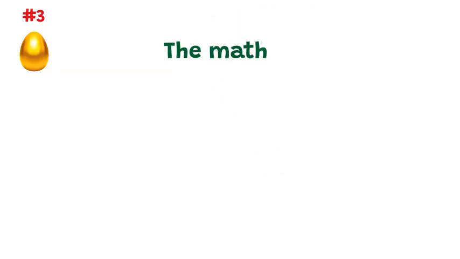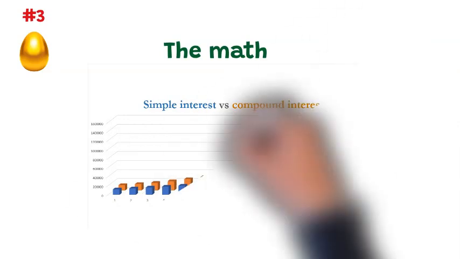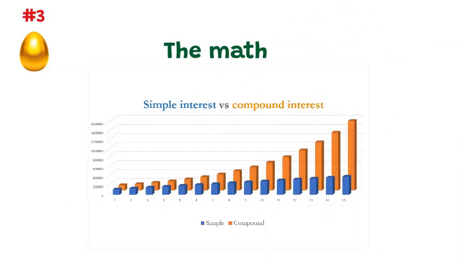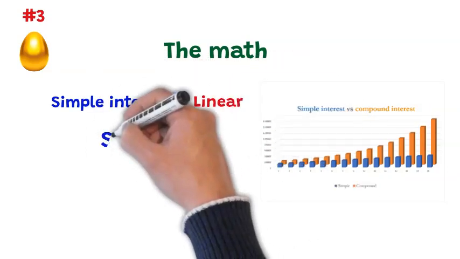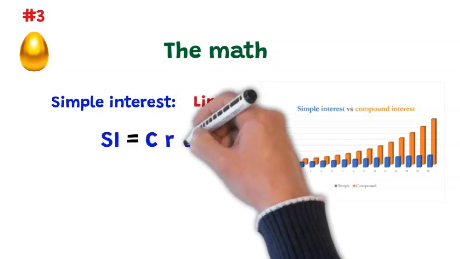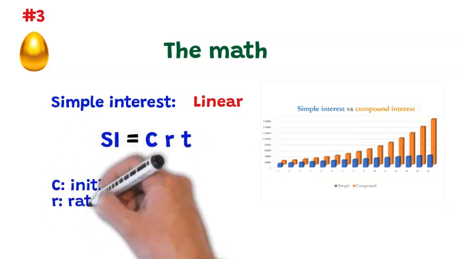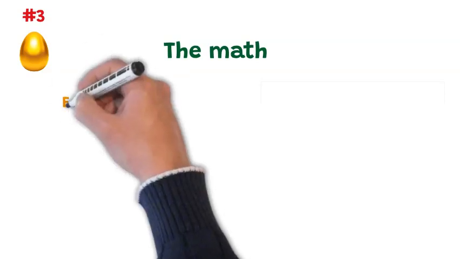The math. First, let's see a chart in which we can see the difference in growth of simple interest versus compound interest, using the same capital, the same interest, and the same time. As it can be seen, the final capital increases faster with compound interest. The growth with simple interest is linear. Simple interest, SI, is calculated as C times R times T, where C is the initial capital, R is the rate of interest expressed as a percentage, and T is the time.